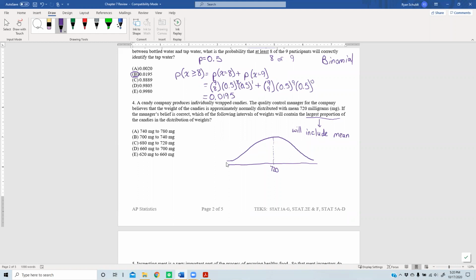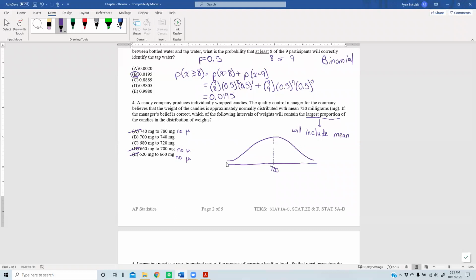So if we look here, 740 to 780, no mean. So we can throw it out. 700 to 740, our mean is in there, so we're okay for now. 680 to 720, our mean is technically still included, so let's keep it for now. 660 to 700, no mean. 620 to 660, no mean. So now we've got a 50-50 shot.